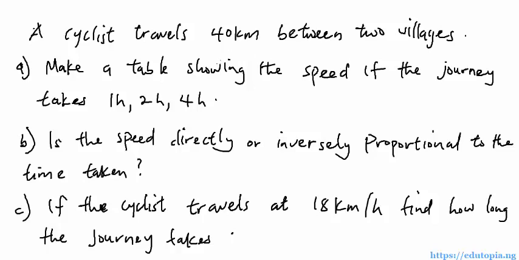Okay, yeah, we have a problem before us, and it reads: a cyclist travels 40 kilometers between two villages. A. Make a table showing the speed if the journey takes 1 hour, 2 hours, 4 hours. Then B. Is the speed directly or inversely proportional to the time taken? C. If the cyclist travels at 18 km per hour, find how long the journey takes.